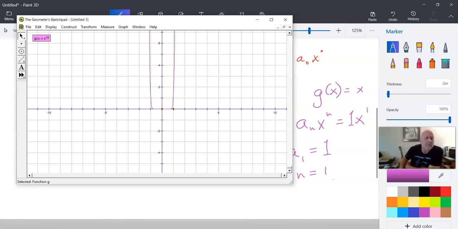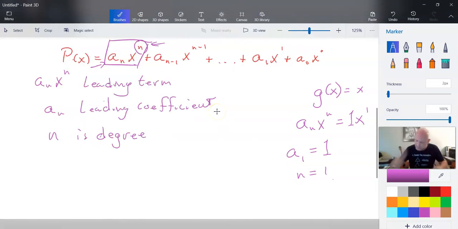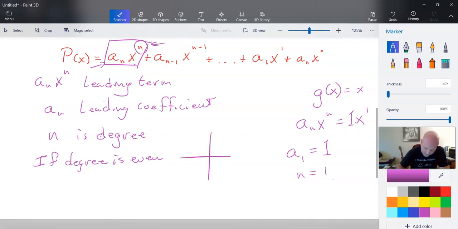So, what I want you to take from this, as we go through this, is that if the degree is even, the endpoints go opposite direction, or excuse me, the endpoints go the same direction. They'll either both go up, or they will both point down. One of the two, right? Okay, so that's what happens there.